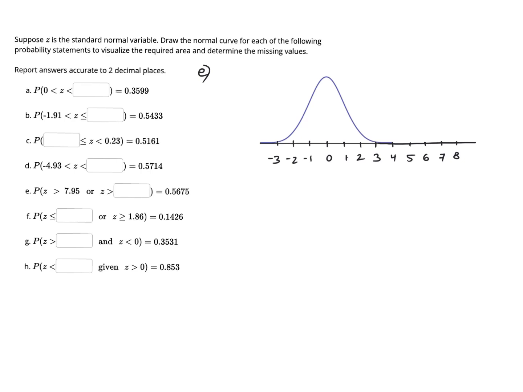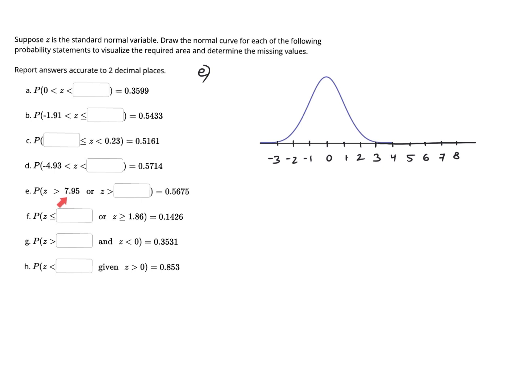Now let's take a look at part E, which is a little bit different than the previous parts. We want to know the probability that z is greater than 7.95 or z is greater than some other z-score, and this probability or area is equal to 0.5675. So let's get started with this boundary point that we do know.